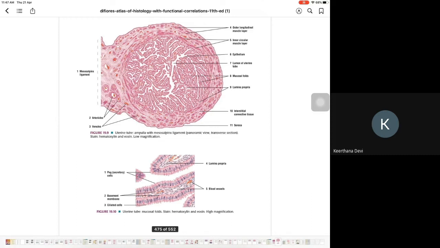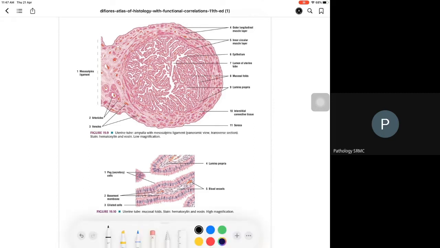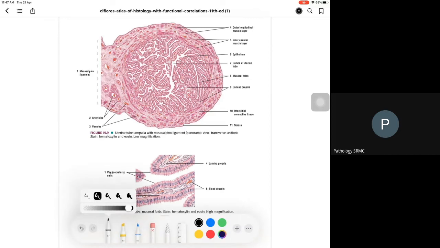Which layer is absent? Can you see? One layer is absent. Submucosa, sir. Super. See, these are known as mucosal folds, or plica, isn't it? And these plica are not sticking to each other. The minute they start sticking to each other, then it is salpingitis. And see how it is filling up the lumen.